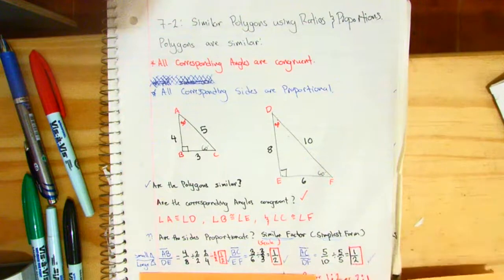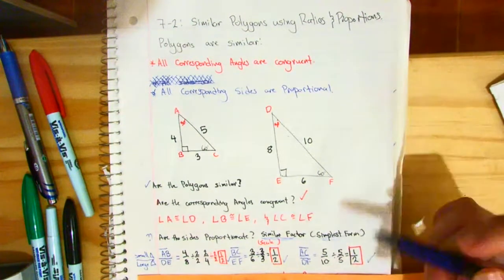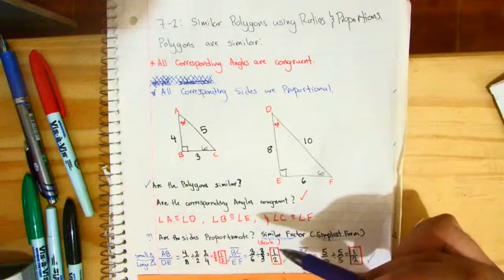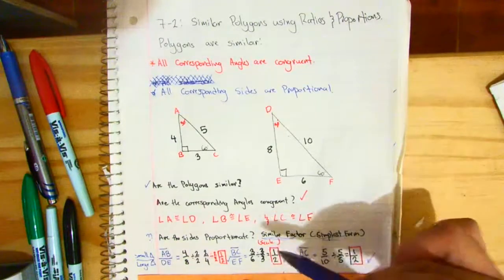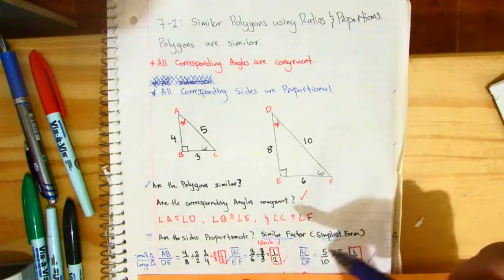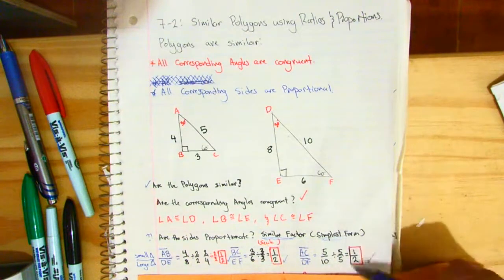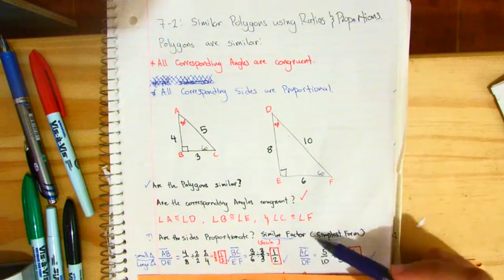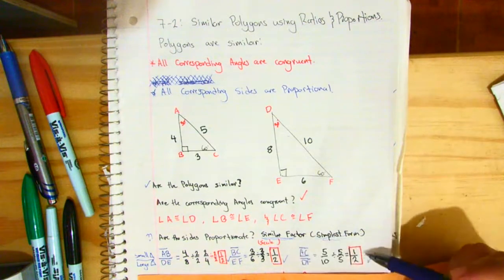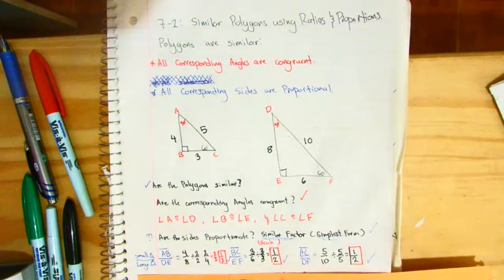That's pretty much the concept of this lesson: if you find out that all three have the same simplest form, or scale factor, then the sides are proportionate.